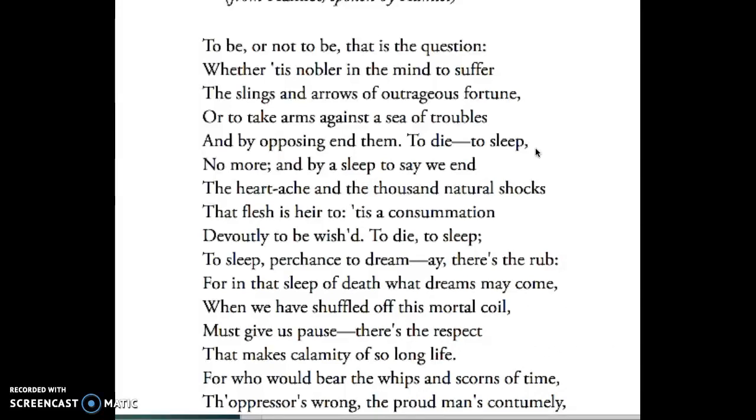If you don't take a breath, right, and you're taking a breath at the end of every line, so you're not running out of air, "or to take arms against a sea of troubles and by opposing end them, to die, to sleep, no more." And you can hear how the ideas change by taking the breath and the pauses in different places. And so people have lots of opinions about how to perform Shakespeare. And this is just one of the ideas.